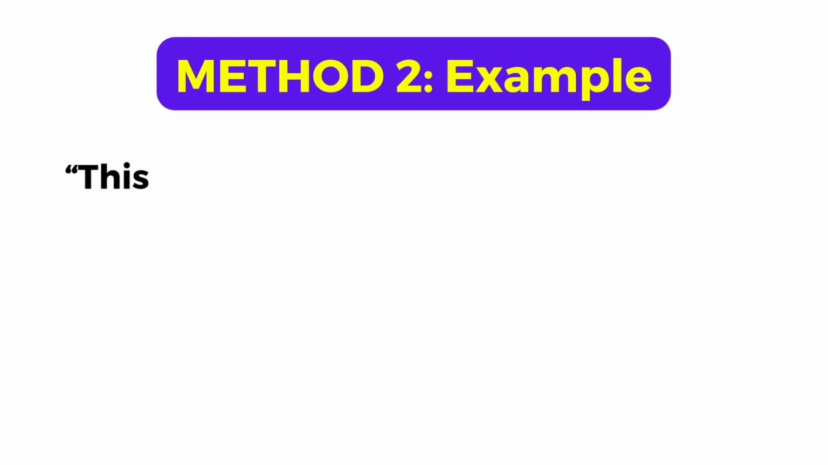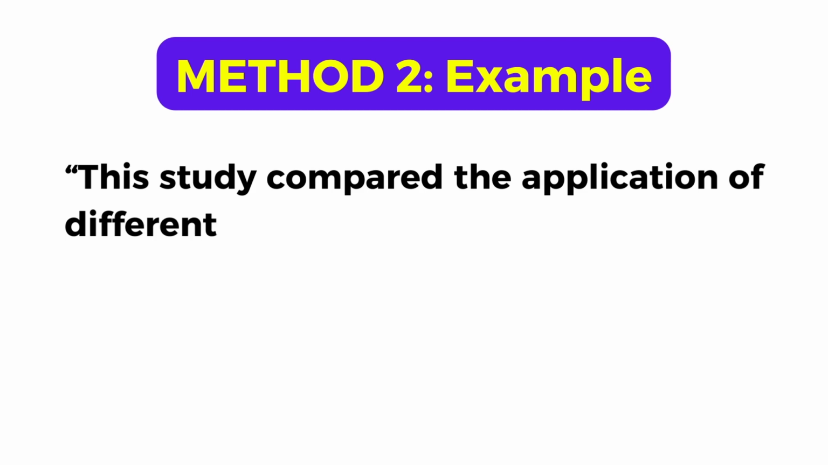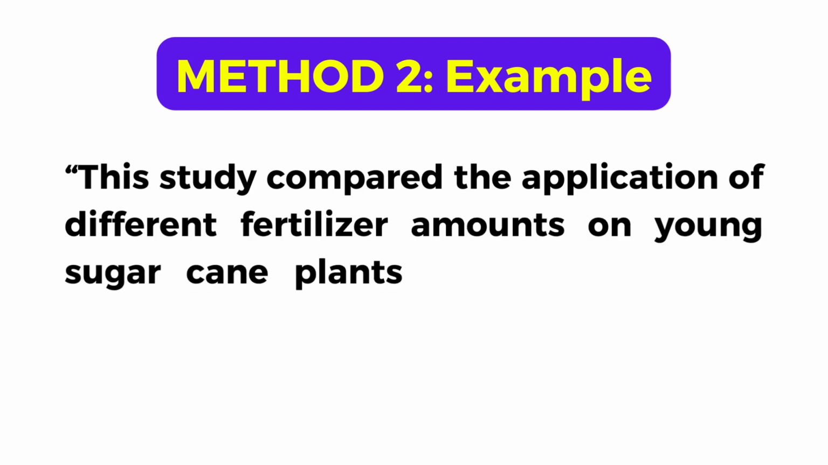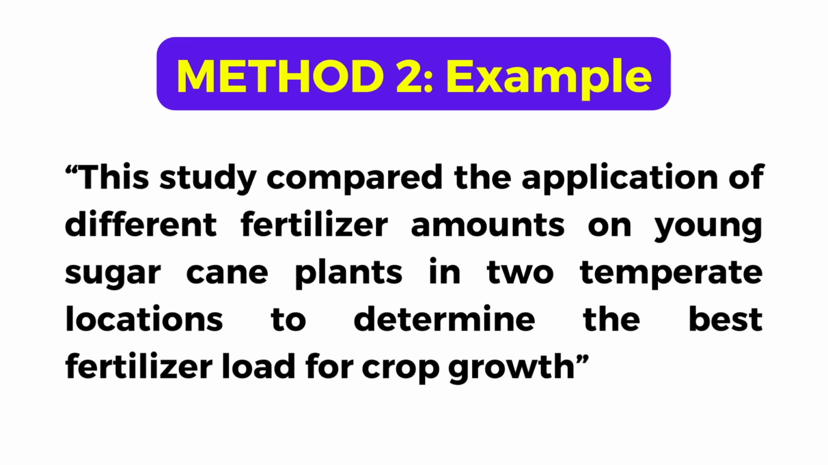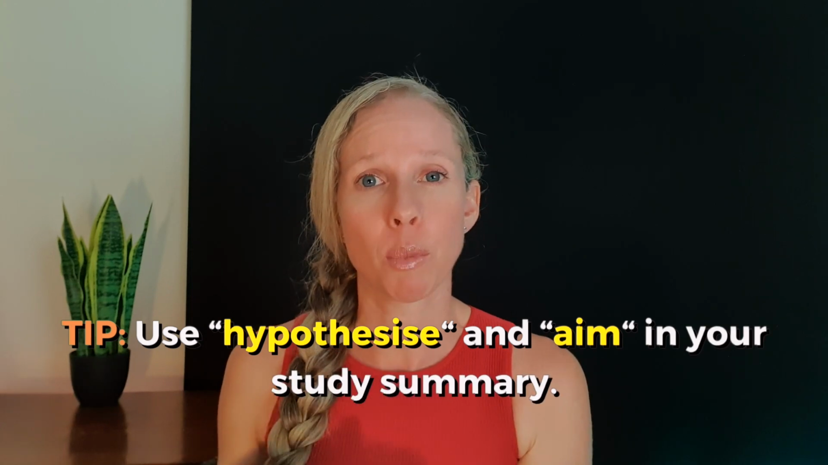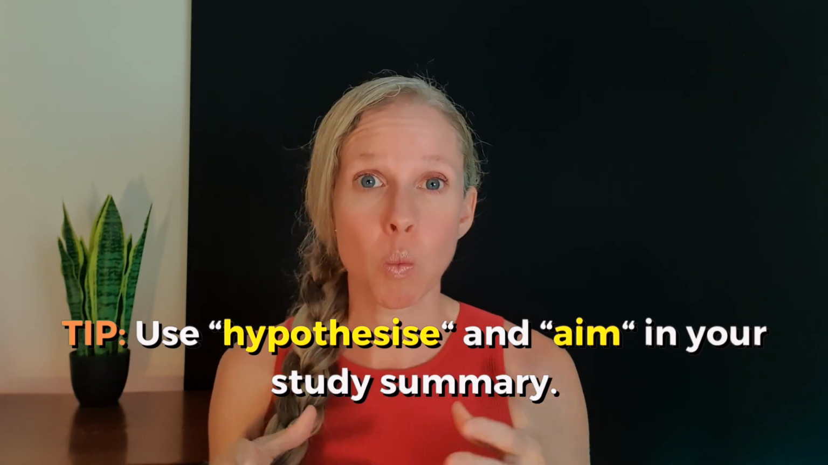For example, this study compared the application of different fertilizer amounts on young sugarcane plants in 2 temperate locations to determine the best fertilizer load for crop growth. It states what the study did and what it was trying to find out. But in most undergrad classes, you'll need to use the first way, and that's by using those aims, research question, and hypotheses words. And that's because your professor wants to see that you clearly understand what your study was about.